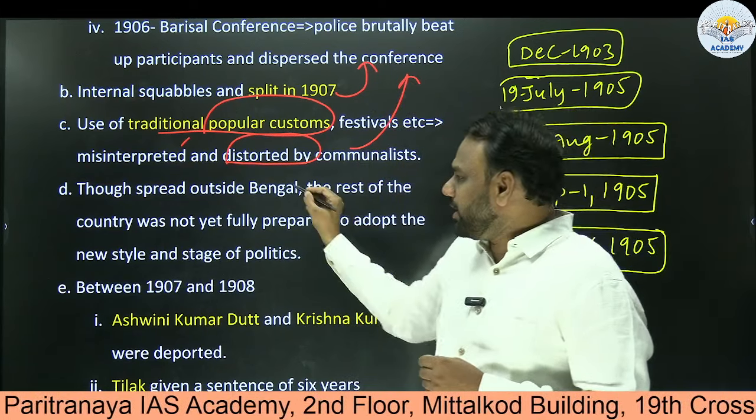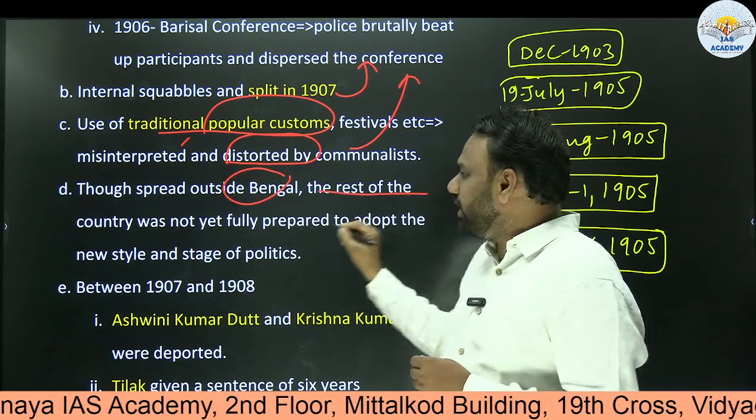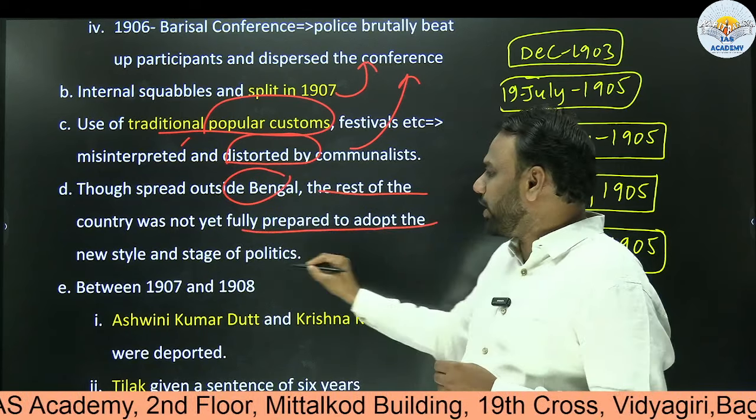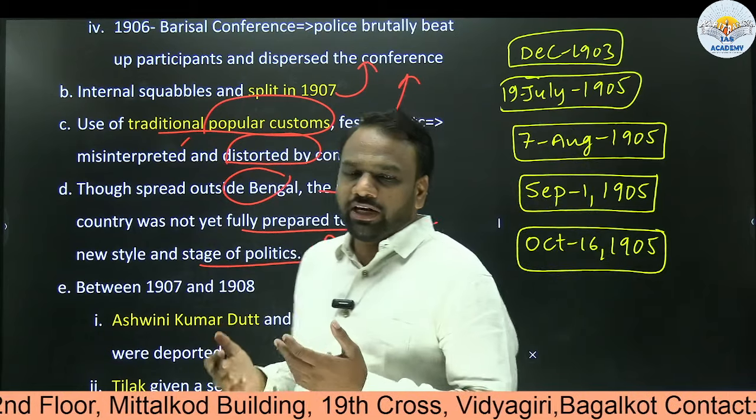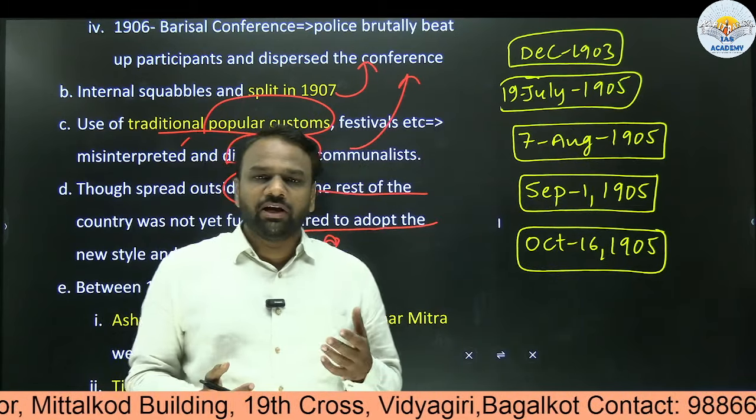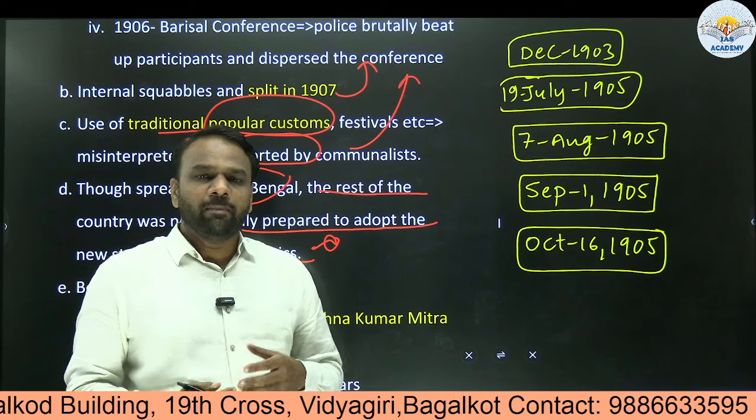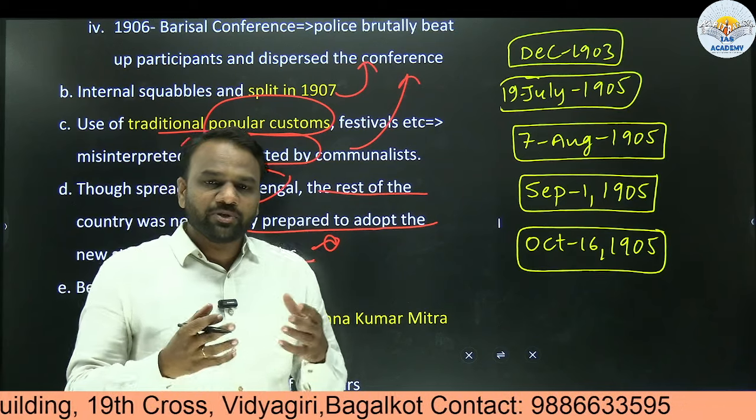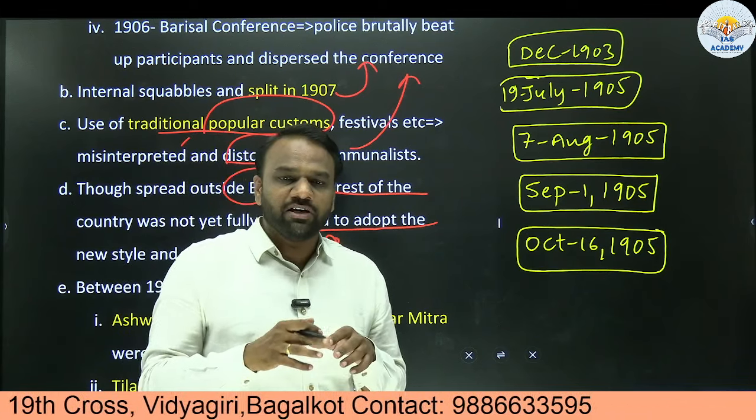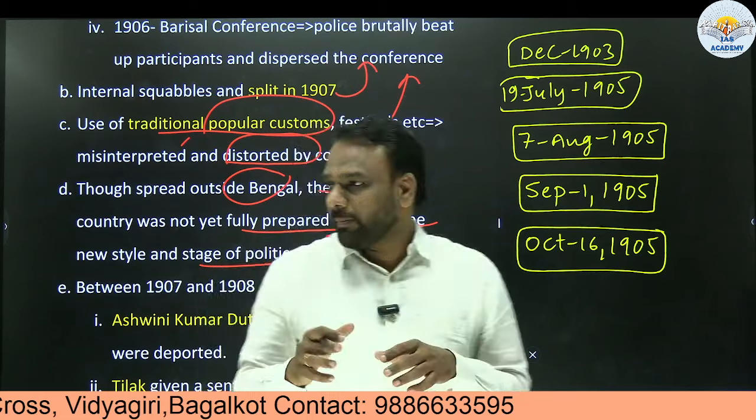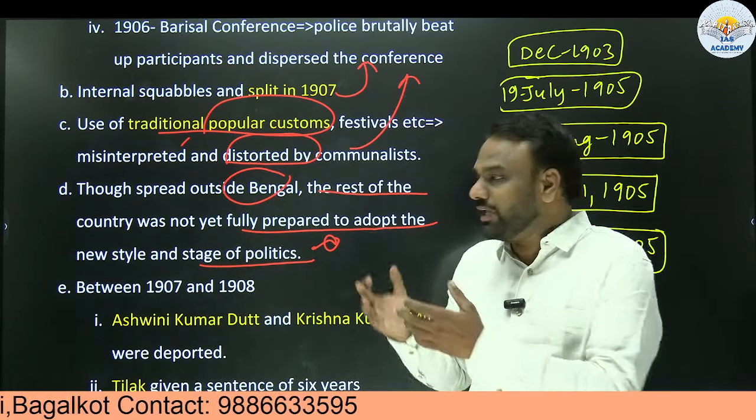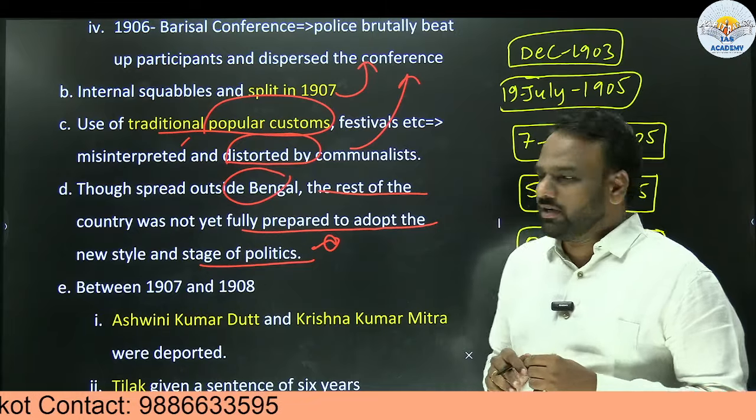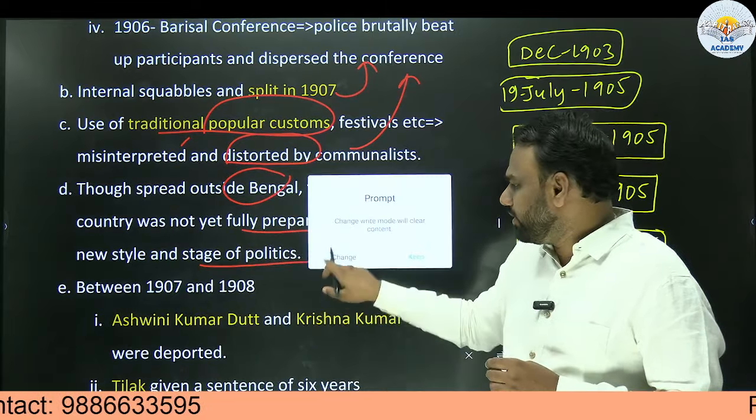Though it spread outside Bengal, the rest of the country was not yet fully prepared to adopt the new style and stage of politics. Initially it was confined only to Bengal, but later it spread to other parts of the country. Yet, it did not happen as intensively elsewhere as it did in Bengal, because the other parts of the country were not yet ready for such a struggle. This is one of the reasons why the movement became weak.